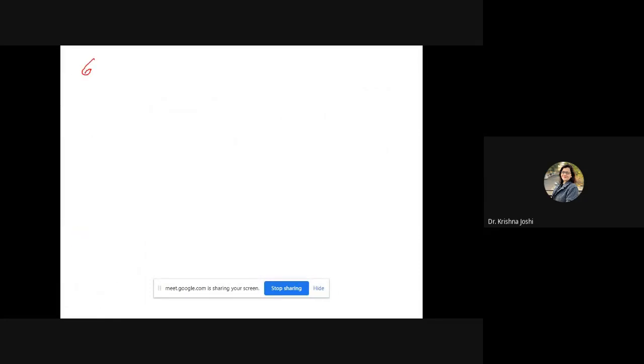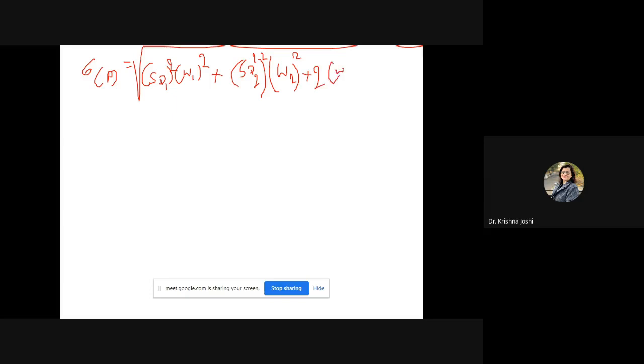Now, sigma of portfolio is equal to the square root of SD1 square into weight 1 square, as Sneha said just some time before, plus SD2 square multiplied by weight 2 square, plus 2 into weight 1, weight 2, SD1, SD2 and rho 12, right? All of you must have written the answer.